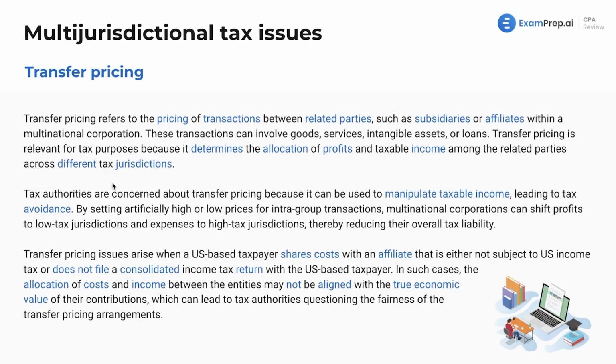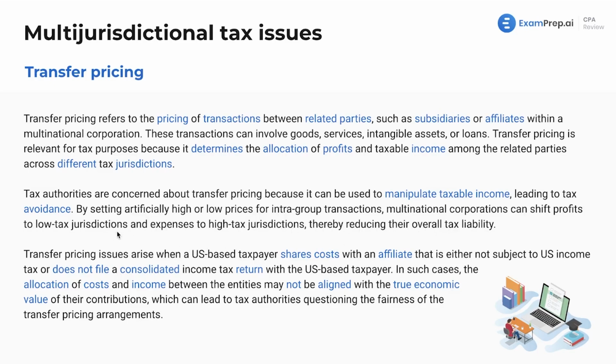Tax authorities, and rightly so, are concerned about transfer pricing because it can be used to manipulate taxable income, leading to tax avoidance by setting artificially high or low prices for intra-group transactions. So through transactions between those subsidiaries, multinational corporations can shift profits to low tax jurisdictions and expenses to high tax jurisdictions and reduce their overall tax liability.